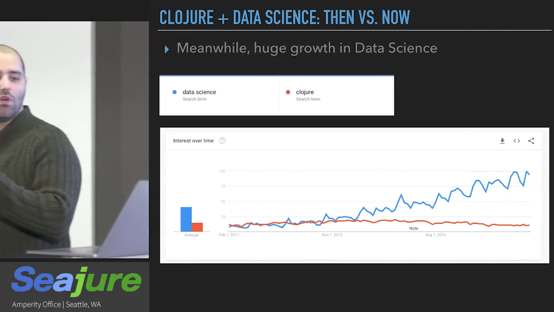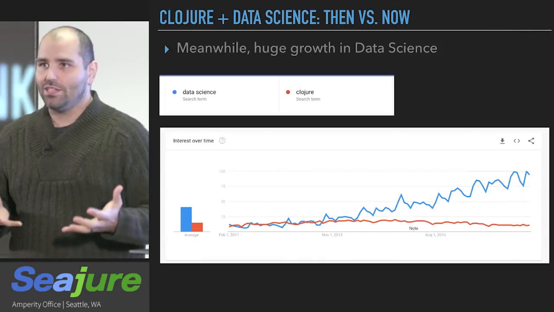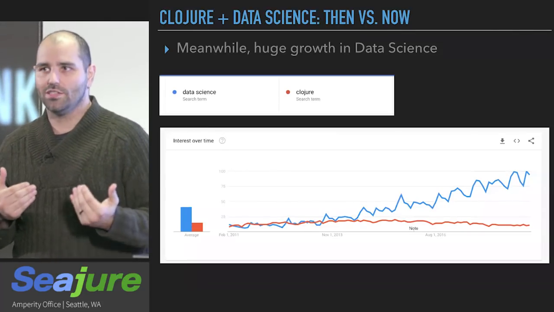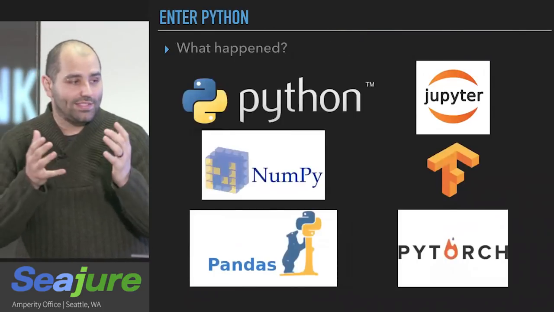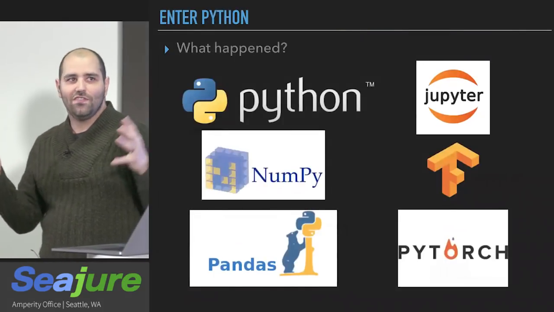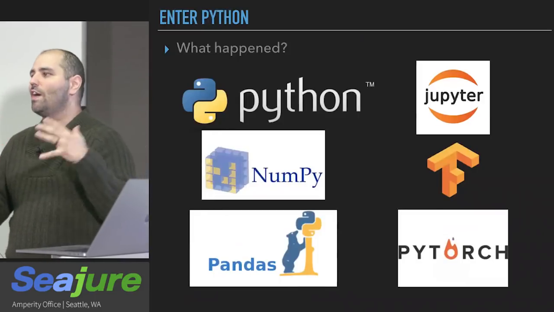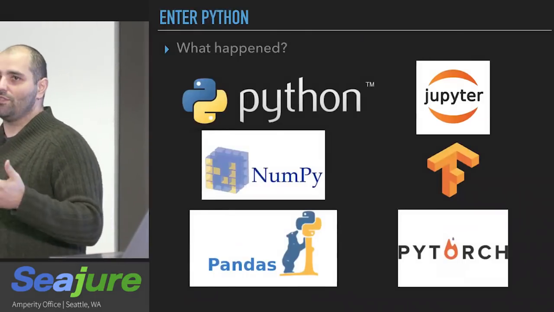Okay, so what's actually happened? Has Clojure gotten worse for data science? No, not really. In fact, it's gotten a lot better. But what has happened is Python and the innumerable libraries that surround it do a lot of really good things.